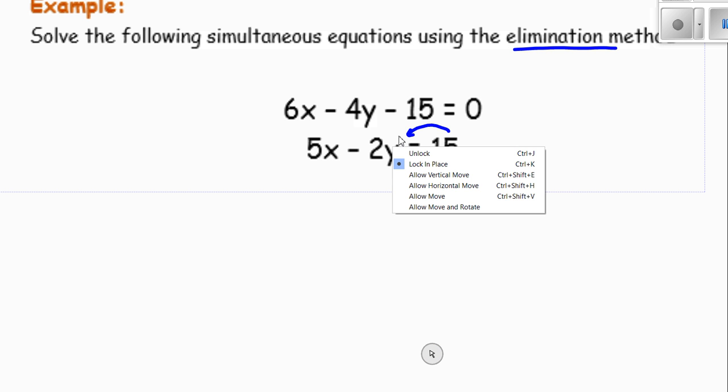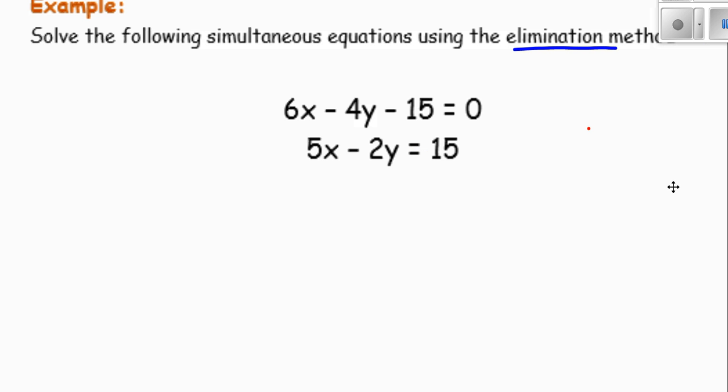Alternatively, what you might like is it being in this form, so you might want to add 15 to the side. So let's rewrite those equations.